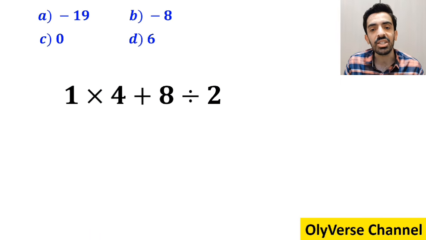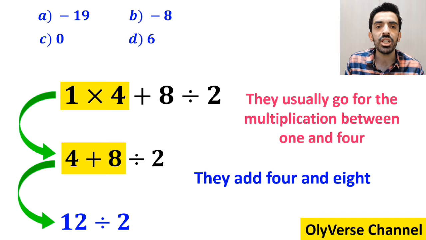Then they add 4 and 8 and write this expression as 12 divided by 2, which finally gives them the answer 6. And without any hesitation, they quickly say that option D is the correct answer to this question. However, it's not the correct answer to this question. Now let me show you how to solve this expression properly.